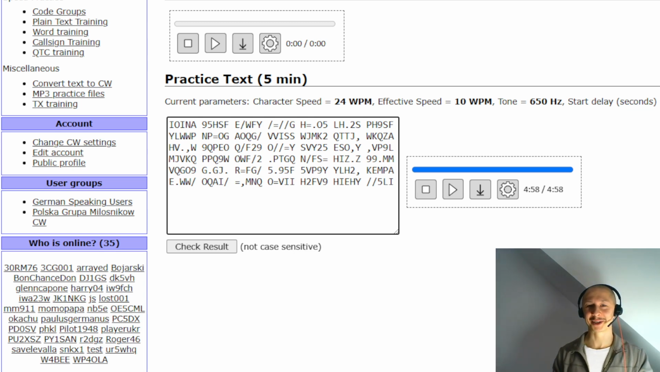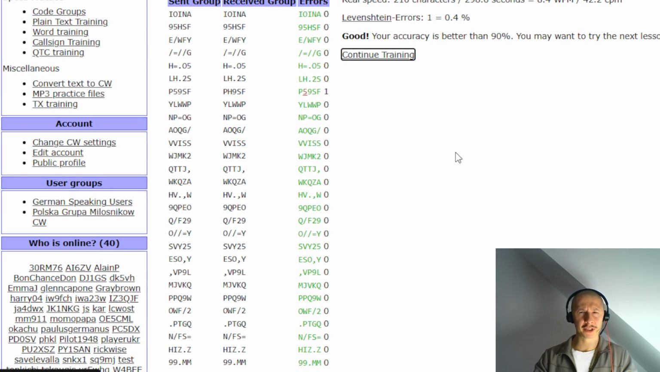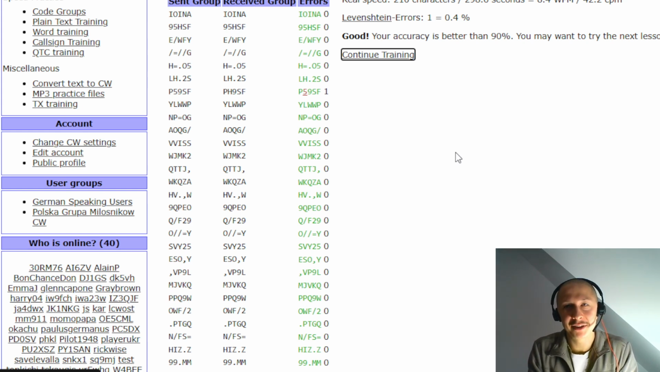I got lost a couple of times, but thankfully I've managed to find my way back. One error, which was confusing 5 with 8. Yeah, obviously at this point, these good results are sort of a surprise every single time, to be perfectly honest.